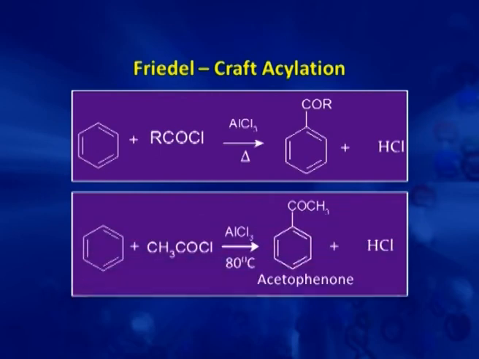Now, Friedel-Crafts acylation. Here, instead of an alkyl halide, we take an acyl halide. Benzene reacts with an acyl chloride, again in the presence of a Lewis acid on heating, and forms the acyl benzene, or we can say aryl alkyl ketone. An example is the reaction with acetyl chloride in the presence of aluminium chloride, which produces acetophenone, an aromatic ketone.